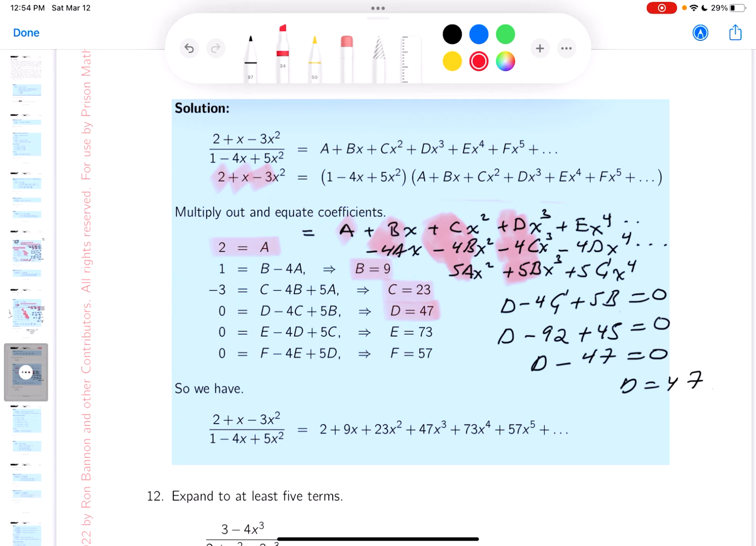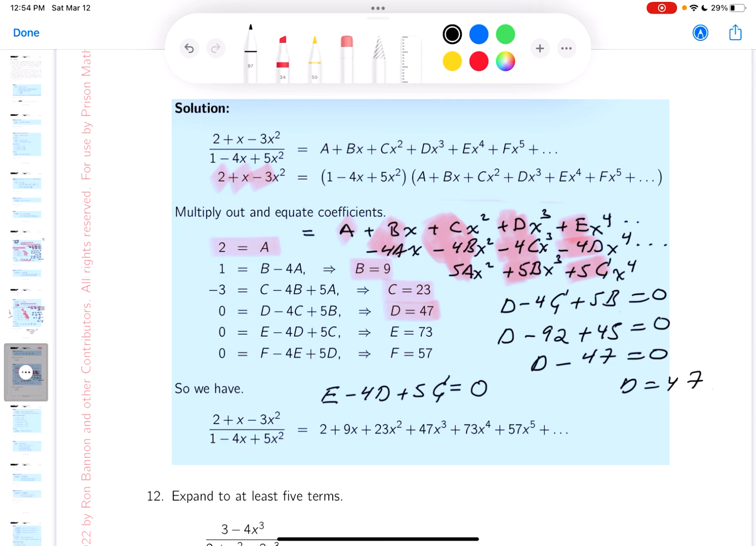So d equals 47. I'm going to show you where that's written, right over here. We just have one more coefficient to get. All right, let me outline that for you. We're getting this coefficient over here, which is the coefficient on the 4th degree term. And that's going to be 0 as well. There's no 4th degree term in this 2 plus x minus 3x squared. So let's write that down. So it's going to be a, let's see, minus 4d, and then plus 5c. And that should be equal to 0.